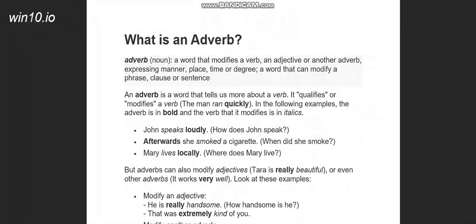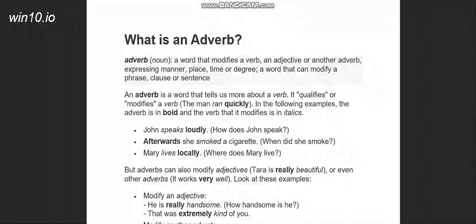Now here we are with adverbs. An adverb is a word that modifies or describes a verb. So anything which modifies or describes verbs is known as an adverb. I repeat, anything which modifies or describes a noun is an adjective, and anything which describes or modifies a verb is an adverb.